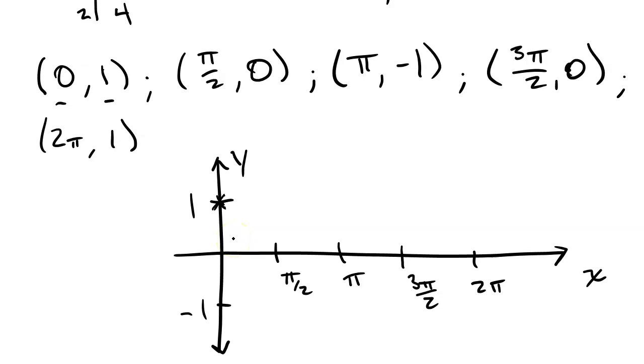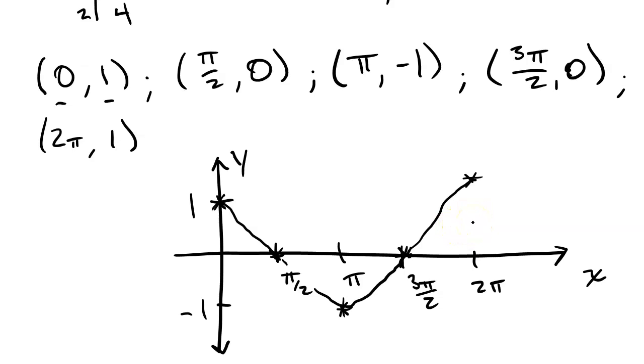Now if I want to continue this, pi over 2 is 0 for the output, and it goes right there on the x-axis. Our pi is -1, so that belongs right there. 3 pi over 2 is 0, and 2 pi is 1. So this is what our cosine function looks like. We just connect these dots. And there it is. It kind of looks like a U.